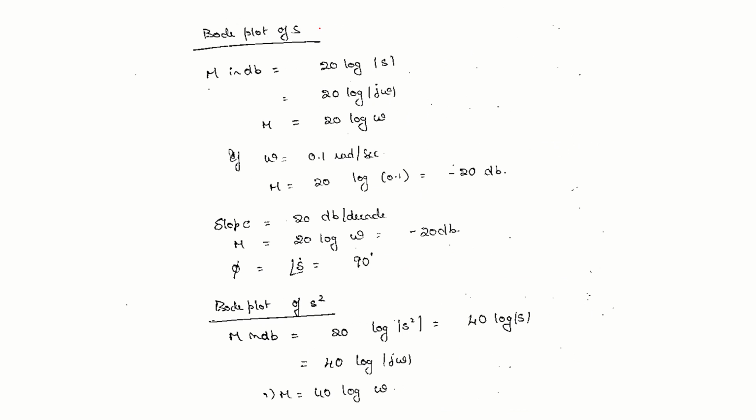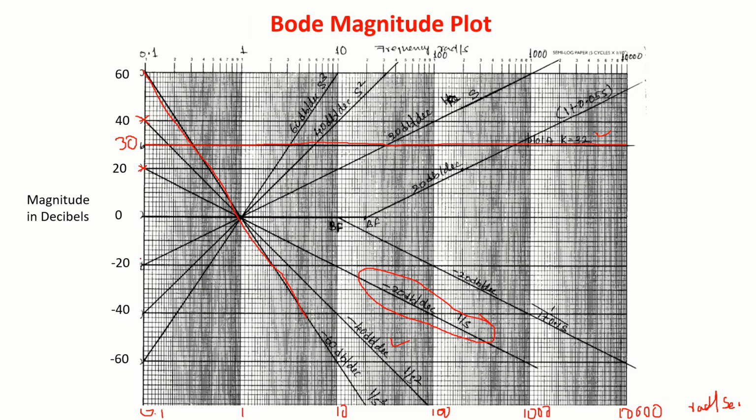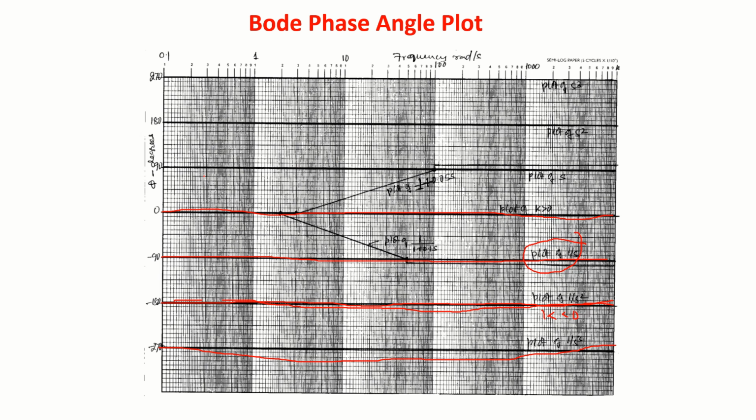Suppose it is S only, in the numerator. That is a zero at origin. Only thing is the slope will be plus 20 dB per decade. If omega is 0.1, this will become minus 20 dB. Phase angle will be plus 90 degree. So omega is 0.1, magnitude is minus 20 dB. 20 dB per decade. Join these 2 points and produce. The angle is plus 90 degree.